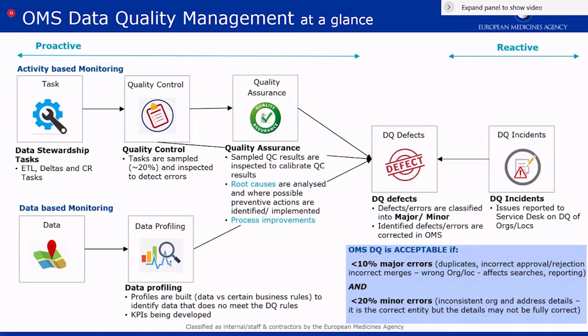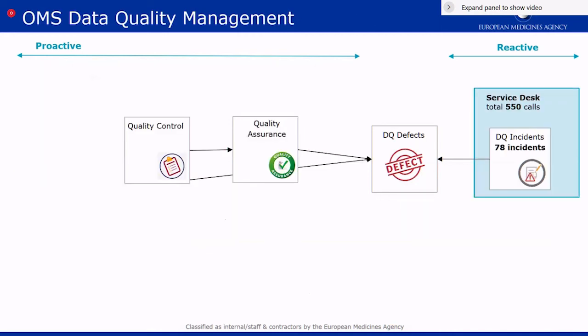And for last year, what have we encountered? How does this actually work in reality? For example, for service desk, we found 78 incidents.